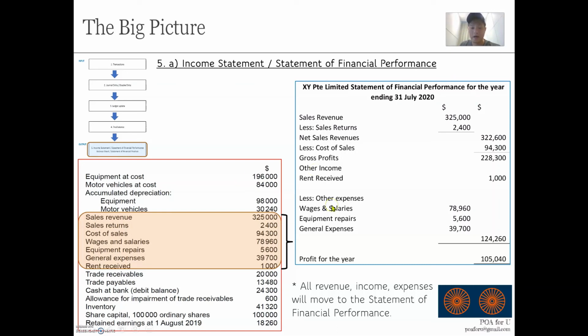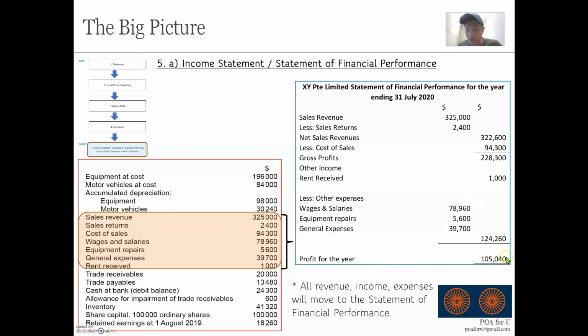Okay. So in here, revenues is always the first part, and then you get your less cost of sales, which is your direct cost. You get your gross profit, which is your direct profit from the sale of the goods, and then you have rent received, which is other income, and expenses. Your gross profit is larger than the expenses, so therefore you have a profit for the year.